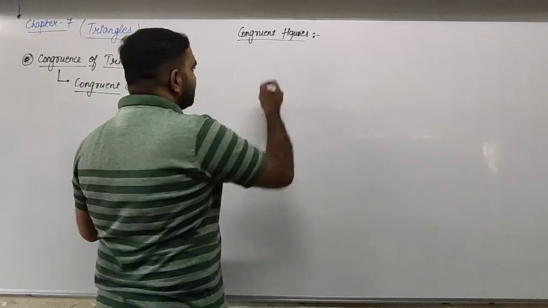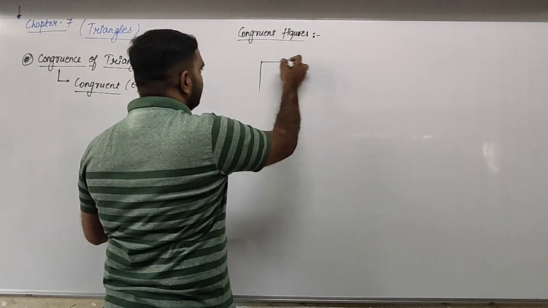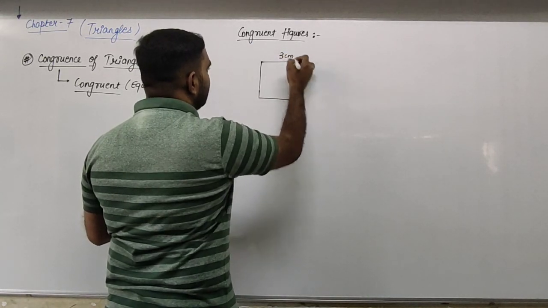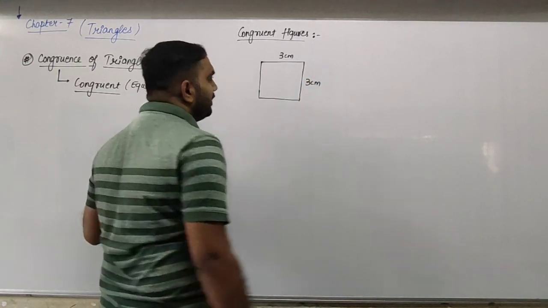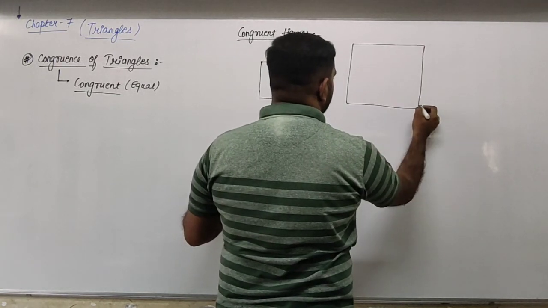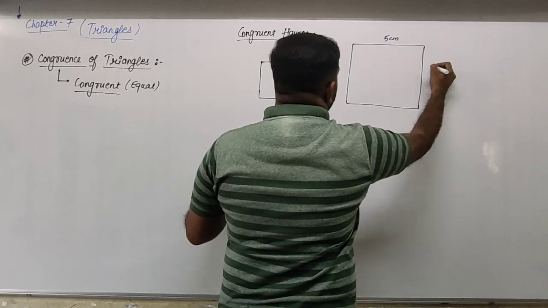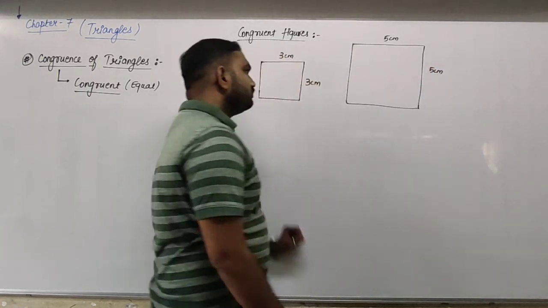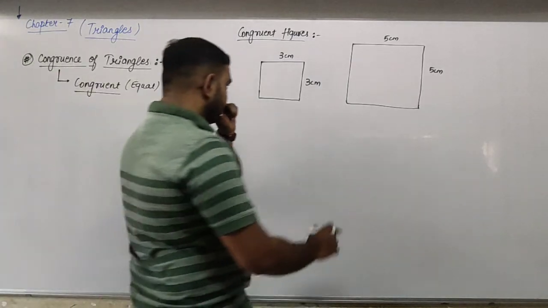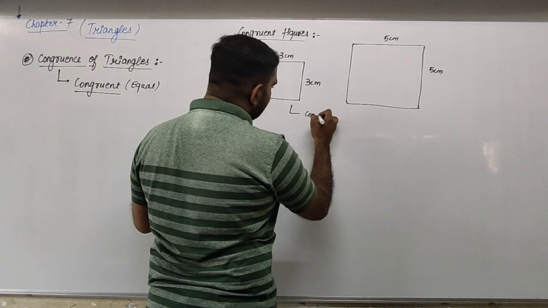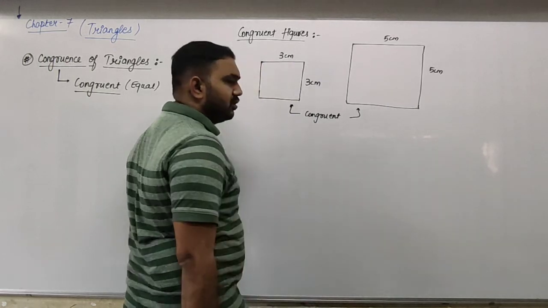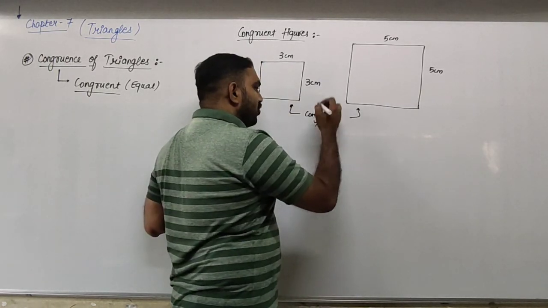So congruent figure means, suppose I am taking a square of let us say 3 centimeter side and another square of let us say 5 centimeter side. So are those both squares congruent or not? No, they are not congruent.